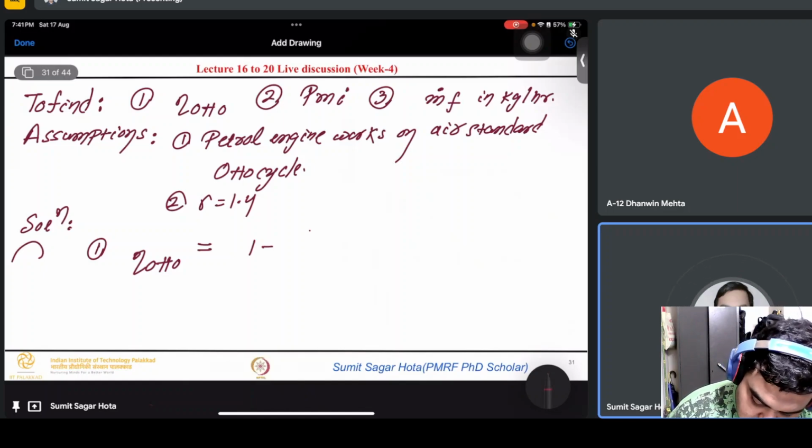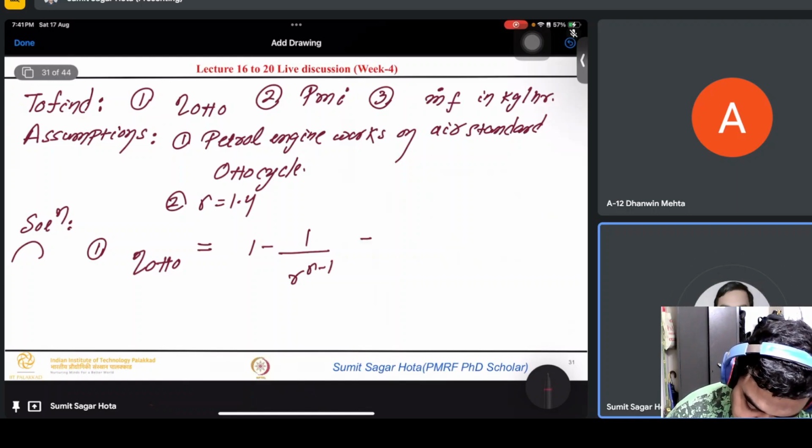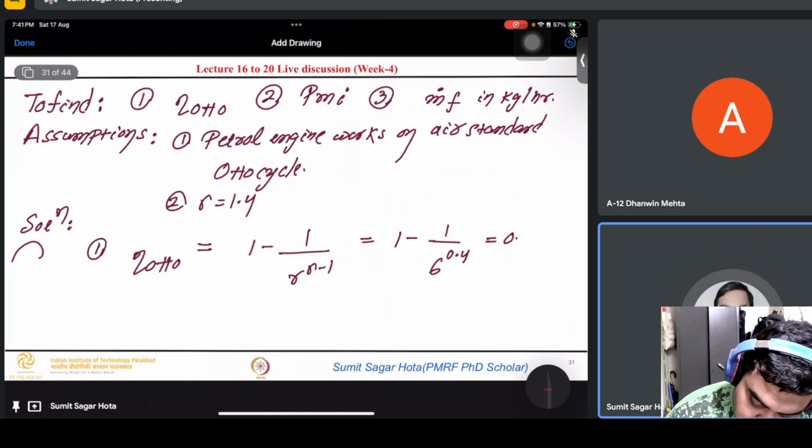Efficiency is 1 minus 1 by r to the power gamma minus 1, which is 1 minus 1 by 6 to the power 0.4, which is 0.511, equal to 51.1 percent.